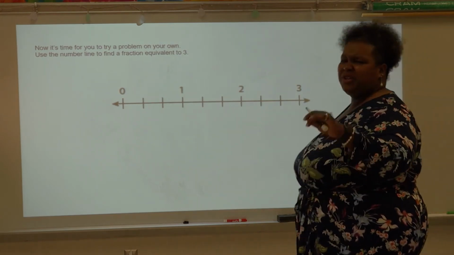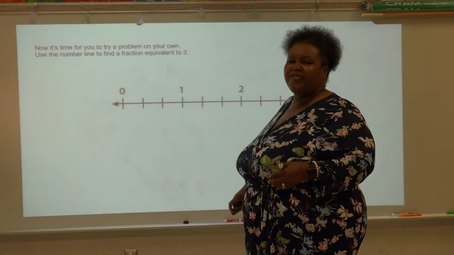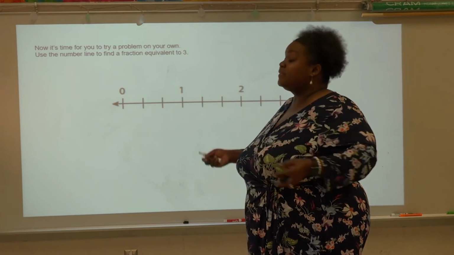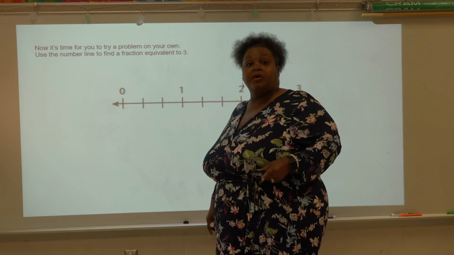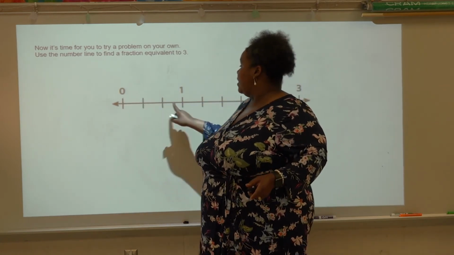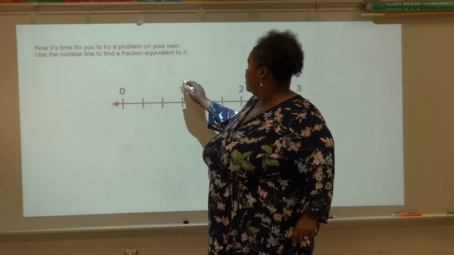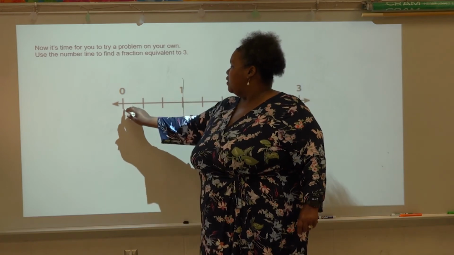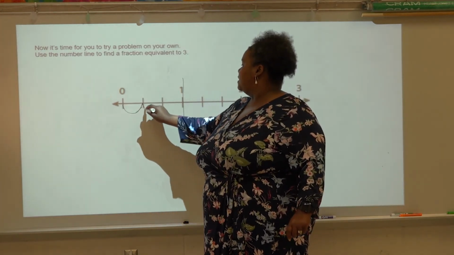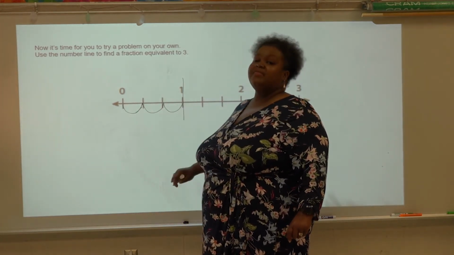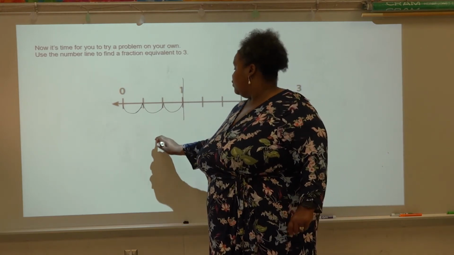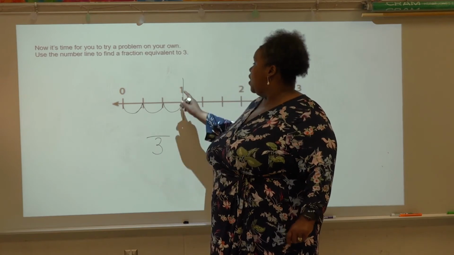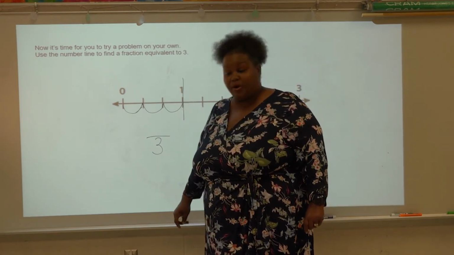All right, I gave you a little bit less than a minute, but I think you'll have your answer. I'm going to go first, and I'm going to show you my thinking. I'm going to see how many tick marks are between the 0 and the whole number 1. So I'm even going to draw a line. 1, 2, 3. That lets me know my denominator is going to be 3. The whole is split into thirds.